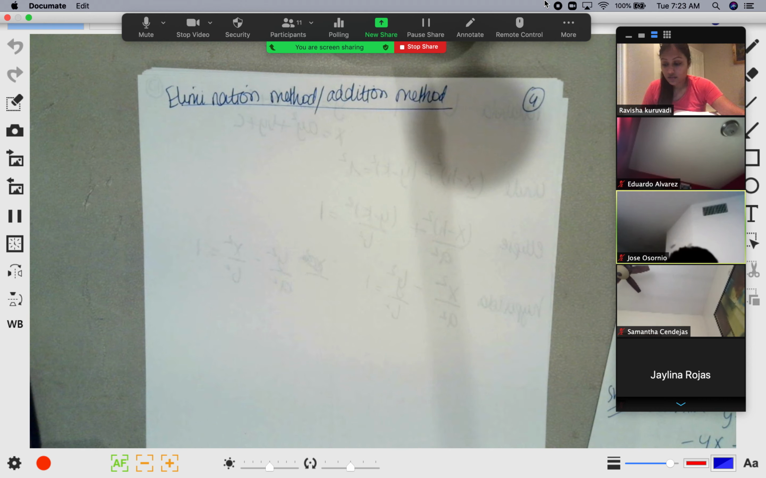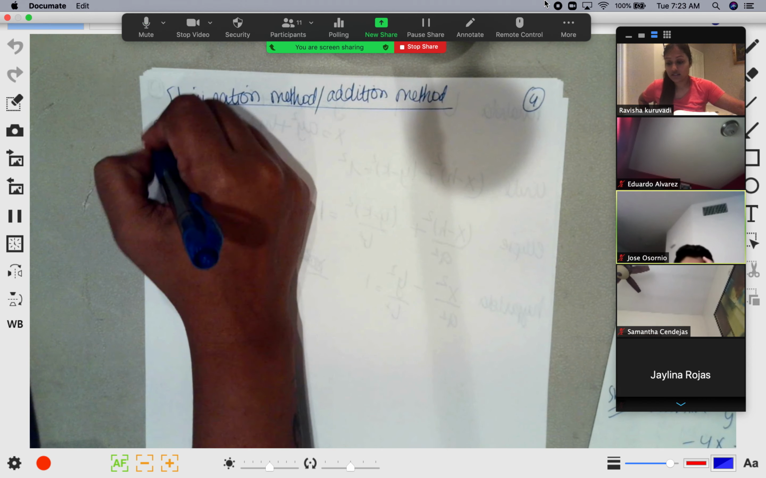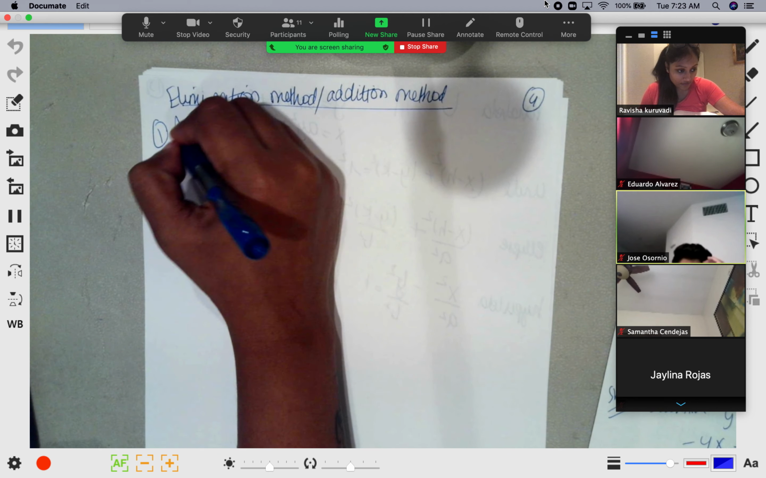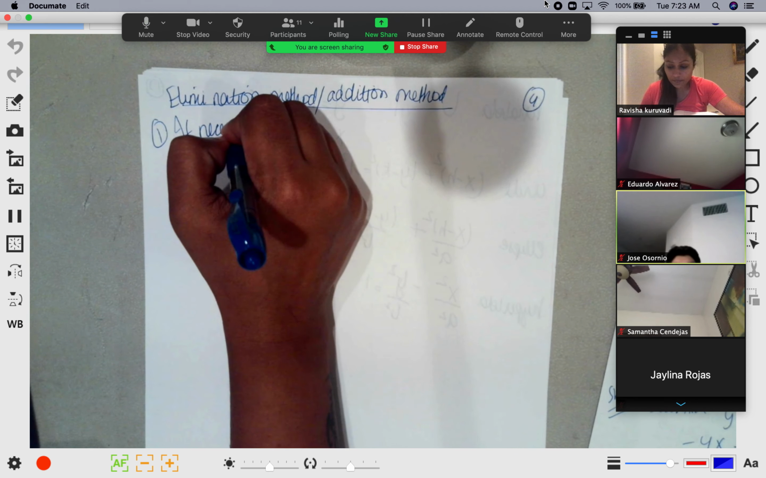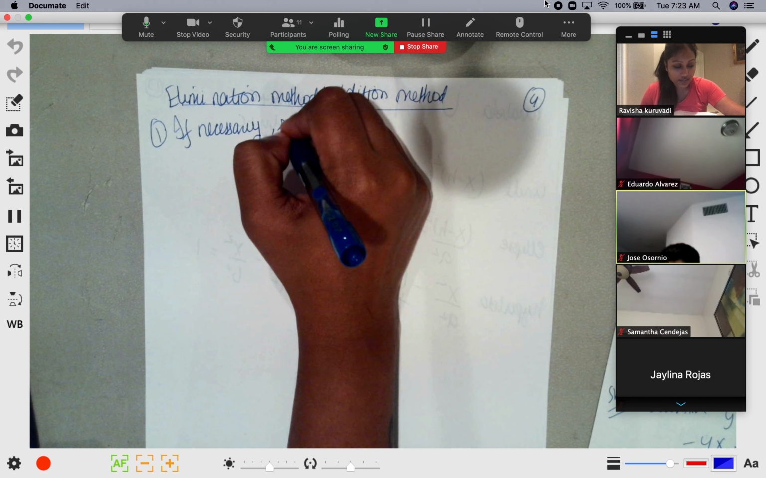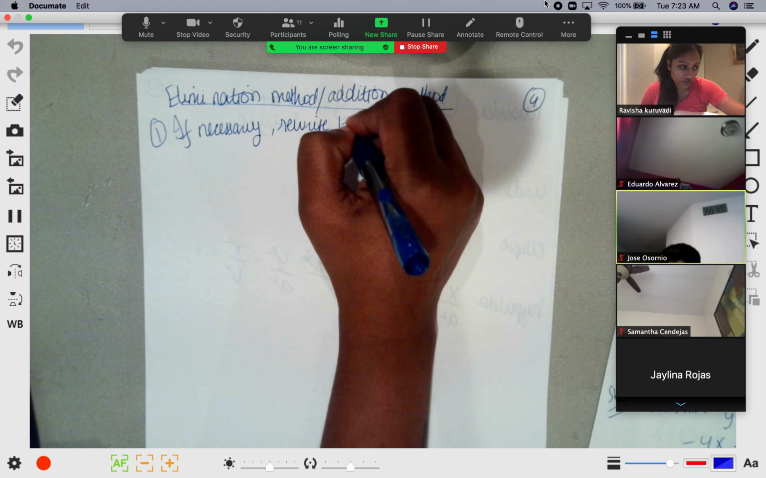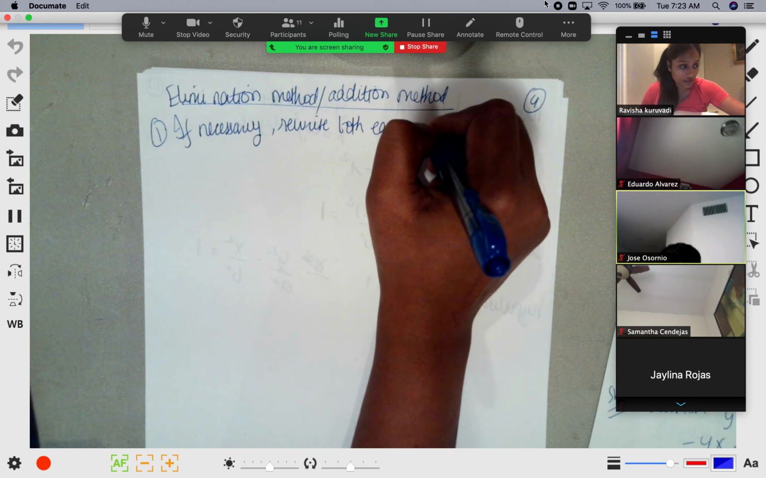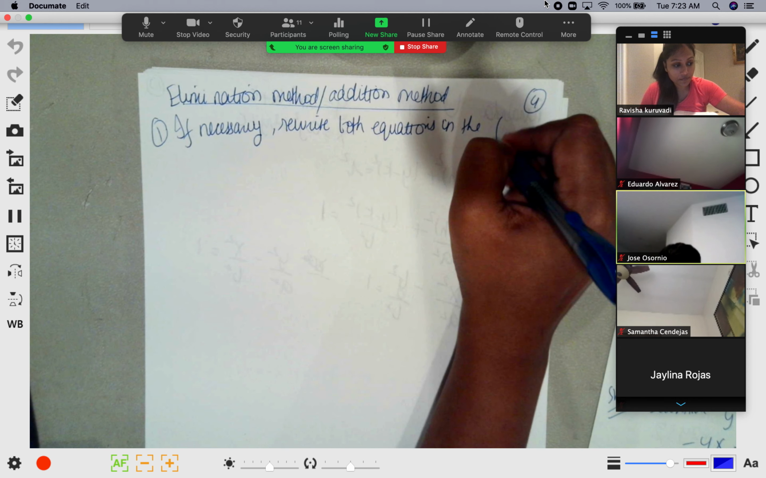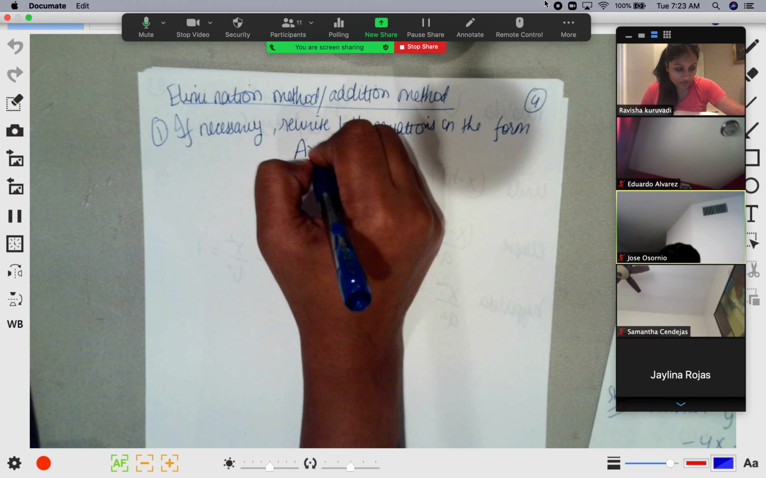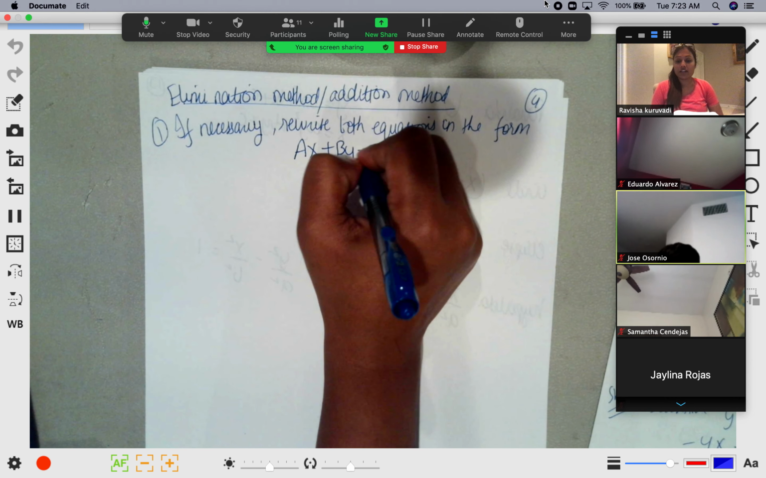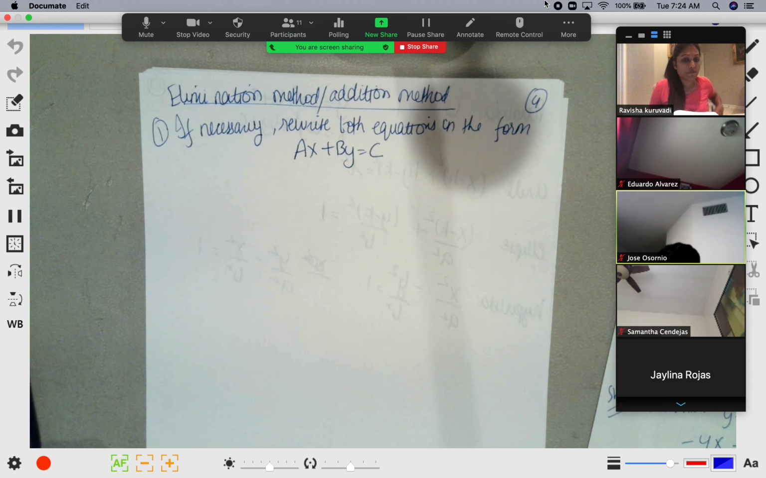Okay. So first step is, if necessary, rewrite both equations in the form ax plus by is equal to c. So you have to write it in the form ax plus by is equal to c. First the x term, then the y term is equal to constant. In this question, it really makes a big difference how you are writing it.